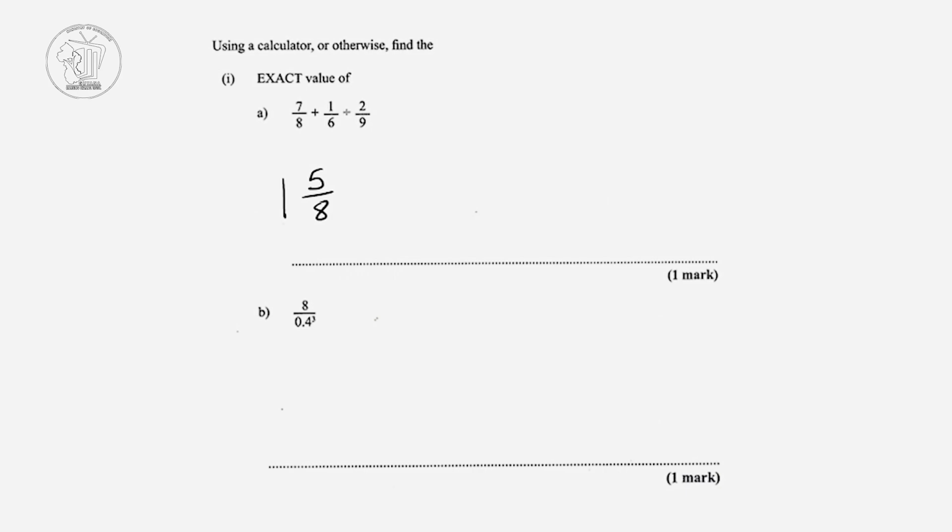Let's move on to the next question. It says 8 over 0.4 raised to the third power. I want to cube what is at the bottom, so this will be 8 divided by 0.4 cubed. 0.4 cubed is 0.064, and 8 divided by 0.064 gives me 125. And that is 1 mark, as easy as that. All we need to know is our functions in our calculator, and we can get these marks.